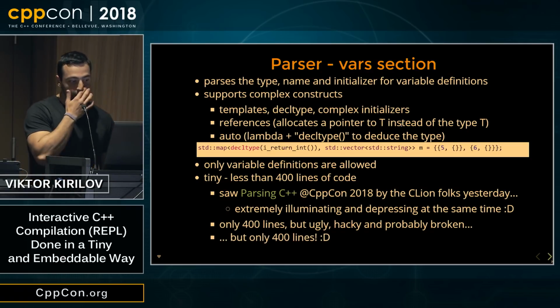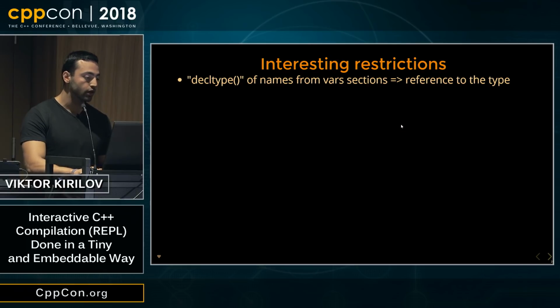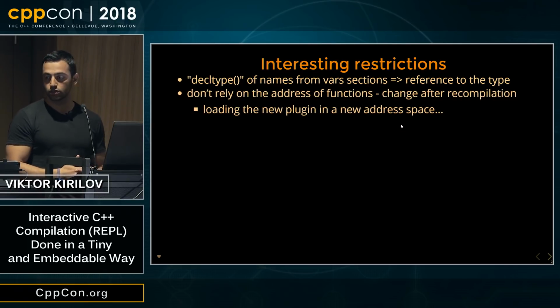So there are some interesting restrictions to this entire technique. Mainly, if you define a variable in a var section, when you then do a decltype on it, you won't get the actual type, but you'll get a reference to the type because of how it's implemented. Also, you shouldn't be relying on addresses of functions, because when you define a function globally, and then you submit more code and you compile a new plugin, and it gets loaded again into the address space, actually that function lives again in the address space for a second time. So each time you submit more code, functions will be actually loaded again and again in the address space.